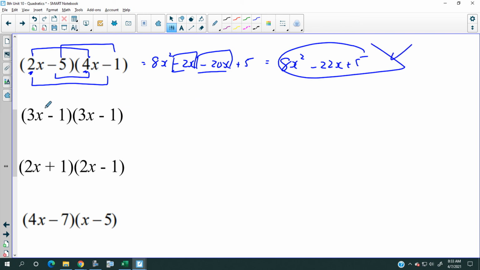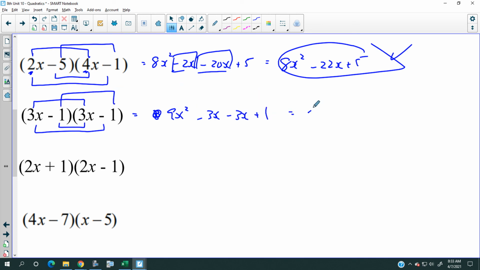All right, let's try one more. Let's try this one. First, that's 9x squared. Outside, inside, and then last, plus 1. So that's 9x squared minus 6x plus 1.